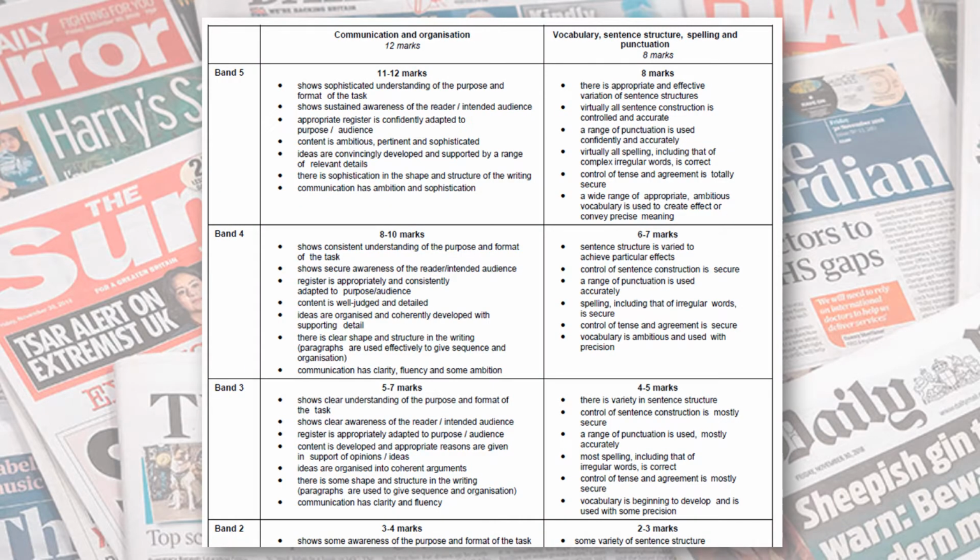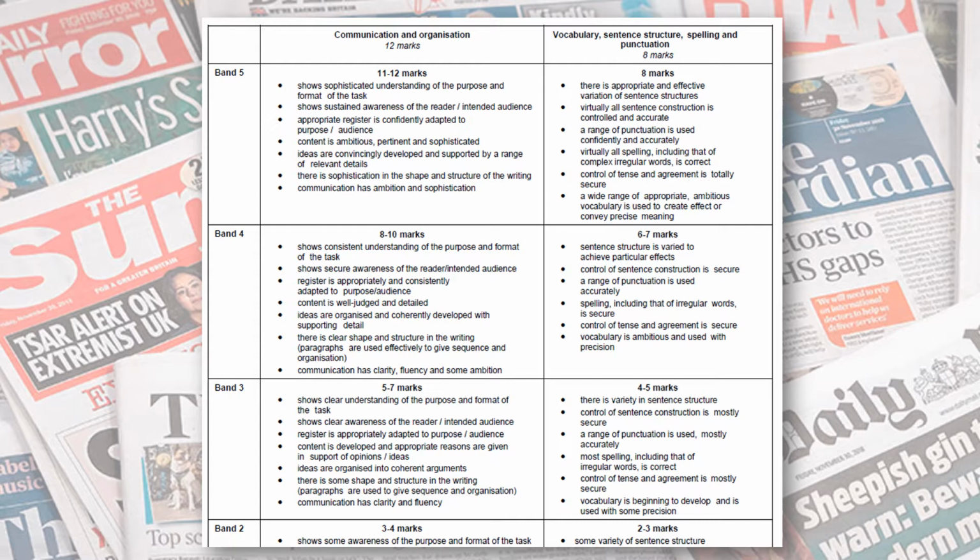Here's the marking criteria then, as it would stand at GCSE level, worth 12 marks for communication and organisation and 8 marks for vocab, sentence structure, spelling, punctuation. The pass mark, around high band 3 or grade 5, is what that would achieve at the bottom there. So you need about half marks to pass this section of the paper.